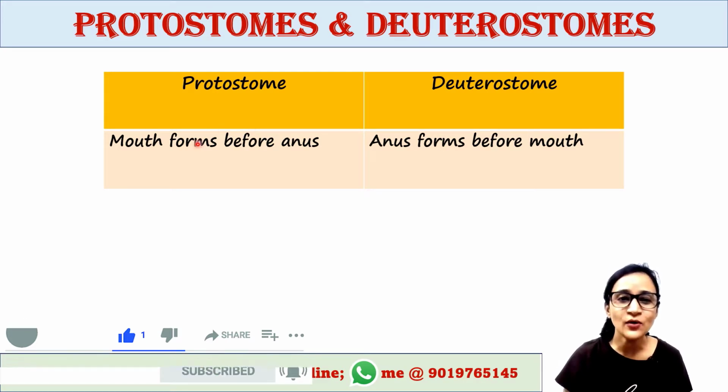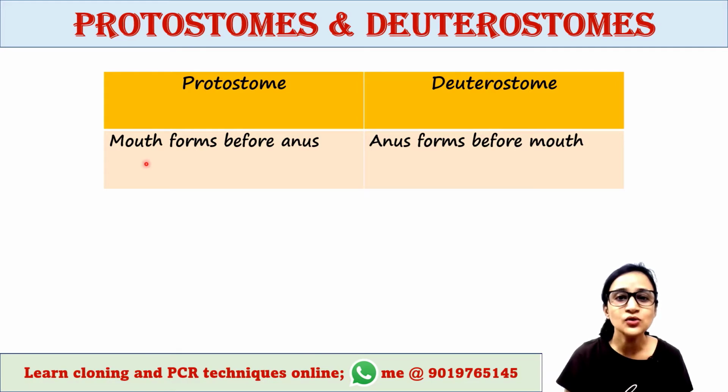So in protostomes, the mouth of the organism forms before its anus during embryonic development. Whereas in deuterostomes, the anus of the organism forms before its mouth, again during embryonic development.